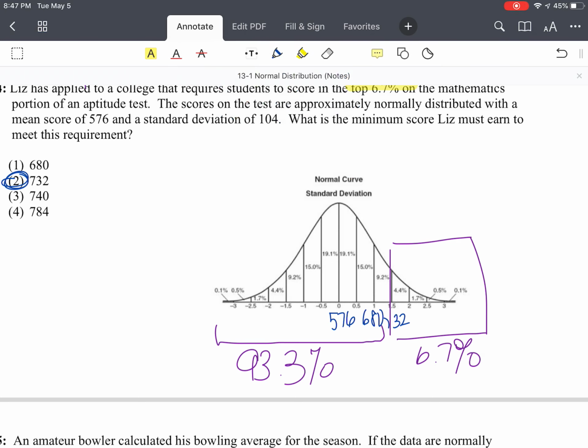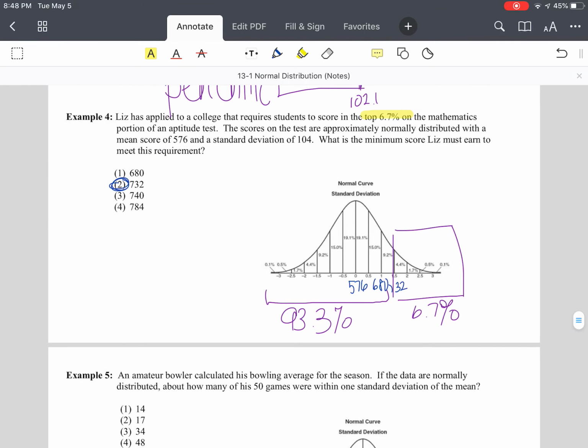Okay. That would be her minimum score. She could score higher than 732 and still get into this college, but the minimum amount she would need to get into this college would be 732.